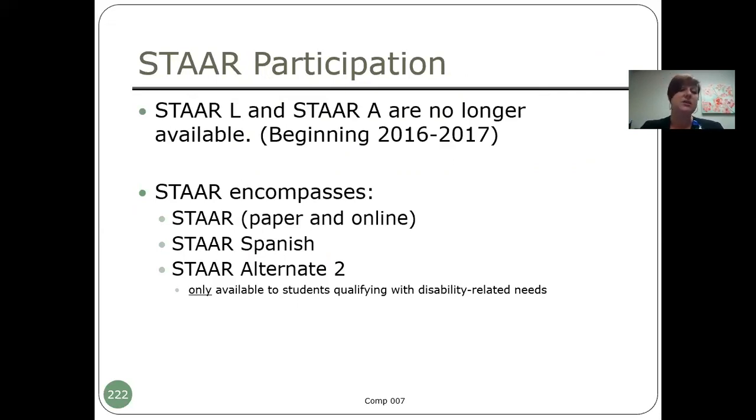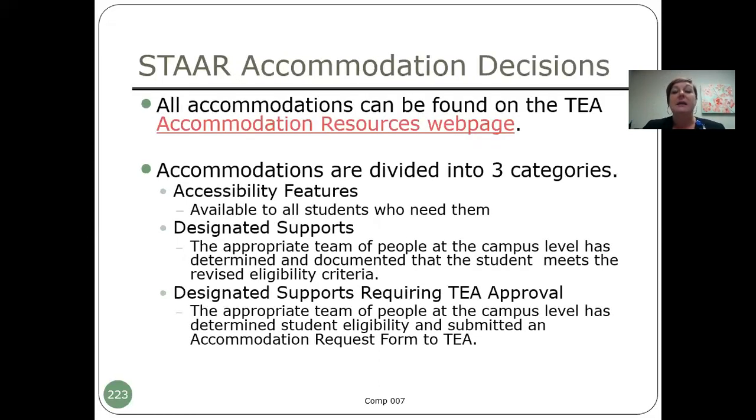Keep in mind, STAAR ALT 2 is only available to those students who qualify with disability-related needs. Just because a student is an ELL does not qualify them for STAAR ALT 2. They would have to be qualified as ELLs and have those specific disability needs through their identification with special education in order to participate with STAAR ALT 2. So, for those accommodation decisions, as an LPAC, it's important that we make the decisions on their participation.